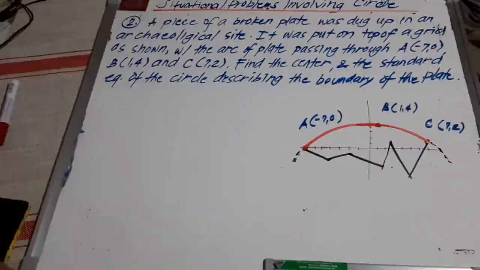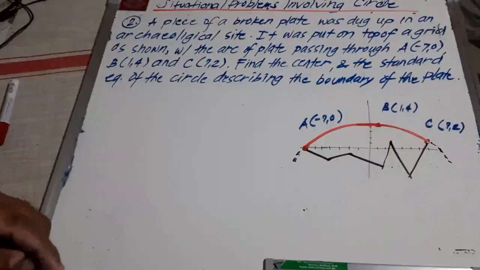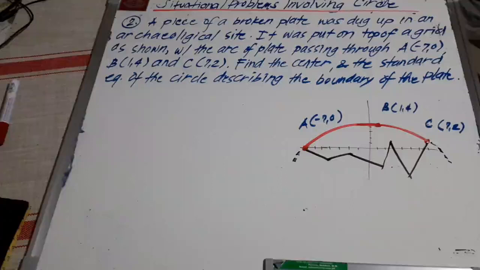Okay, this is my second example about the topic situational problems involving circle. It says a piece of a broken plate was dug up in an archaeological site. It was put on top of a grid as shown, with the arc of the plate passing through A(-7, 0), B(1, 4), and C(7, 2). Find the center and the standard equation of the circle describing the boundary of the plate.